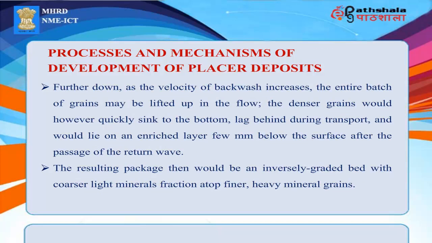Further down, as the velocity of backwash increases, the entire batch of grains may be lifted up in the flow. The denser grains would, however, quickly sink to the bottom, lag behind during transport, and would lie on an enriched layer a few millimeters below the surface after the passage of the return wave. The resulting package then would be an inversely graded bed with coarser light mineral fraction atop finer heavy mineral grains.